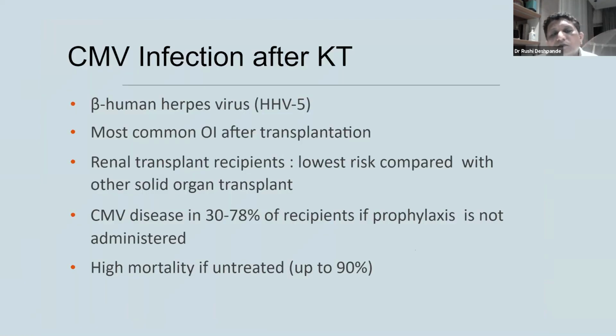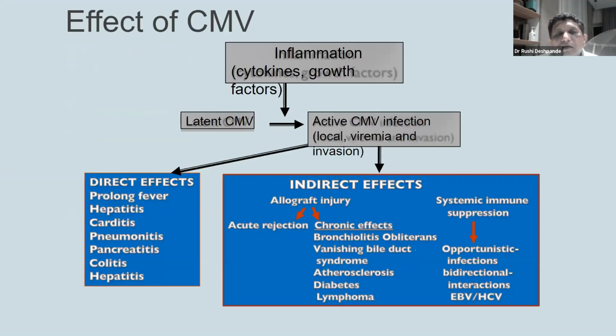CMV deserves mention. It's one of the infections which is becoming very important post-transplant. It's in the HHV5 family. It's the most common opportunistic infection after transplants. In kidneys, the risk is actually lowest compared to other solid organs. CMV disease occurs in 30 to 78% of recipients if they are not given prophylaxis. So it's a very high mortality if untreated.